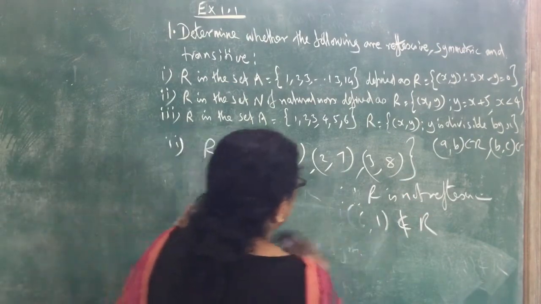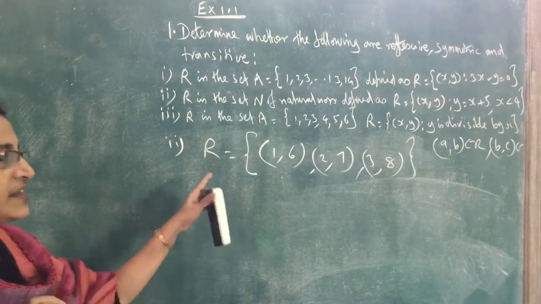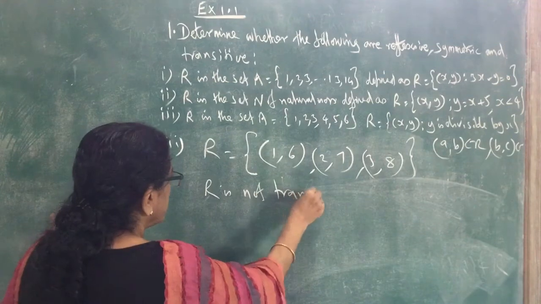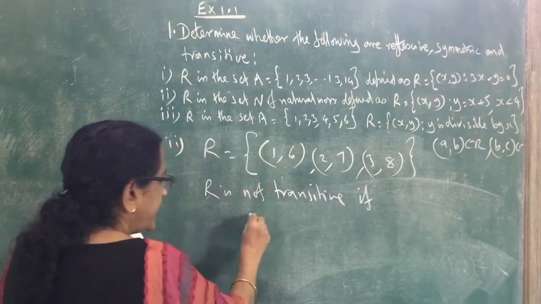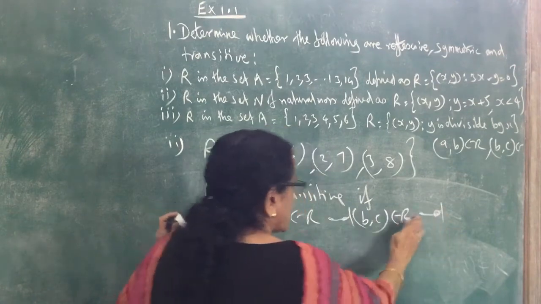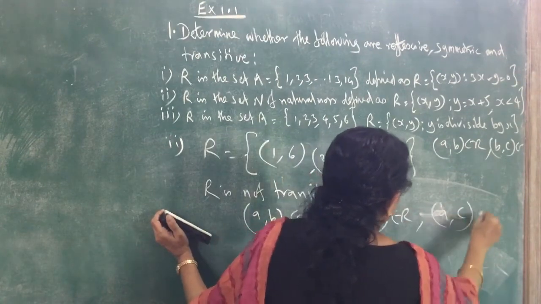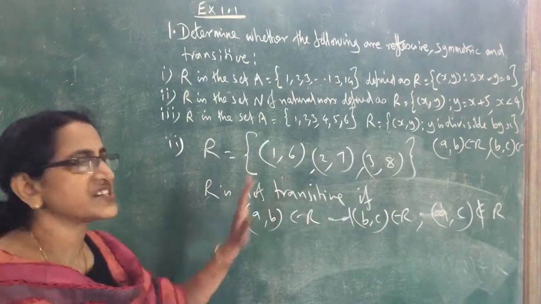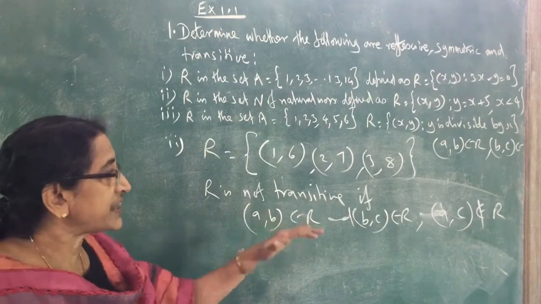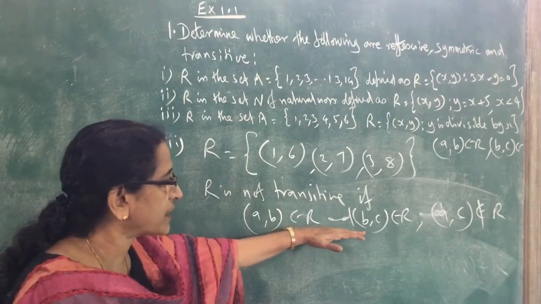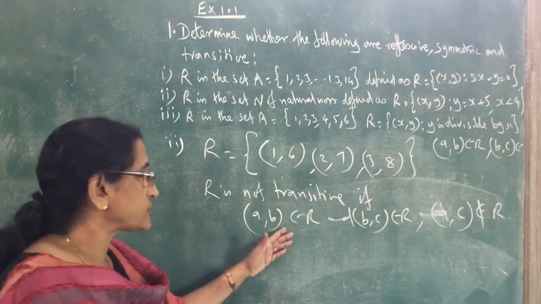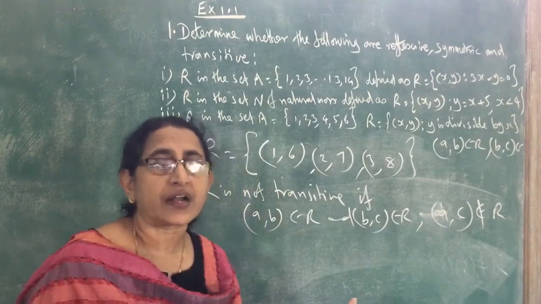So here these two properties we wrote. Now when we write the transitive property, we can say this relation R is not transitive if (a, b) belongs to R and (b, c) belongs to R and (a, c) does not belong to R. In these, (a, b) and (b, c) are there, but (a, c) is not there. If (a, b) and (b, c) are elements of R, and (a, c) is also in R, then we can say it is transitive. We can say it is not transitive if (a, b) belongs to R and (b, c) belongs to R, but (a, c) is not an element of R.